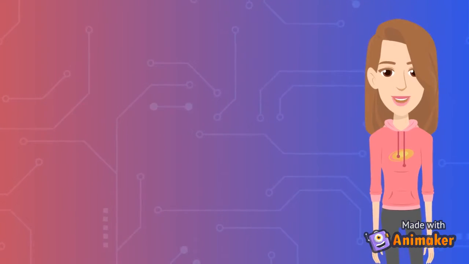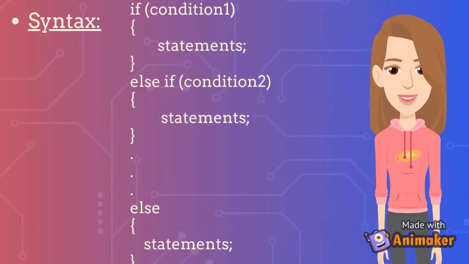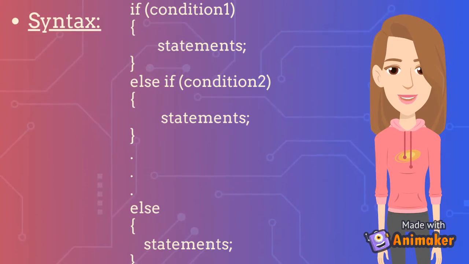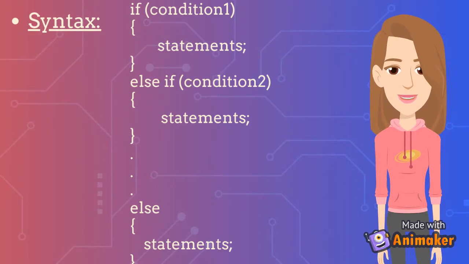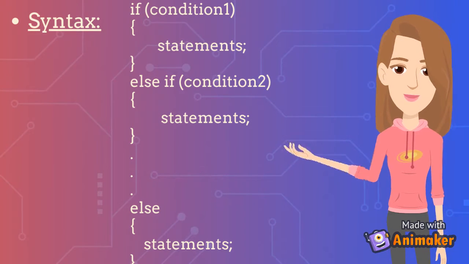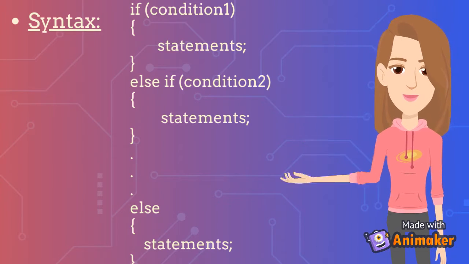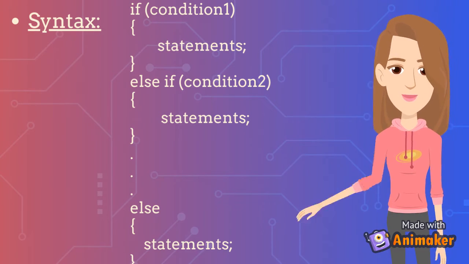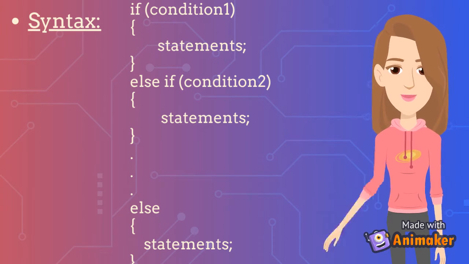The syntax of else if ladder is: if takes condition and statements are provided inside curly braces, and then else if statement, condition is given and statements are provided inside curly braces, and so on. We can use the required number of else if statements and finally the else statement. It is not mandatory to include else statement.